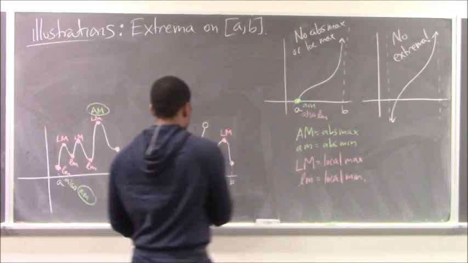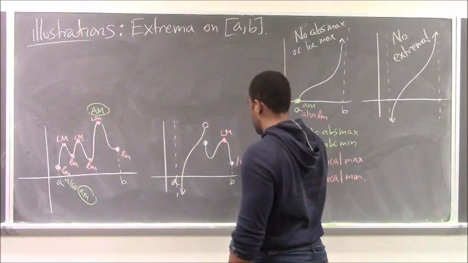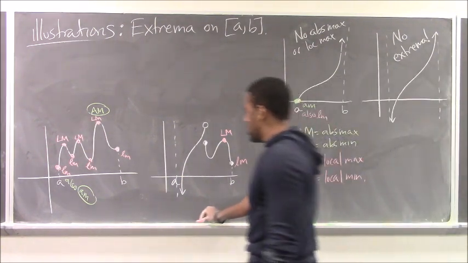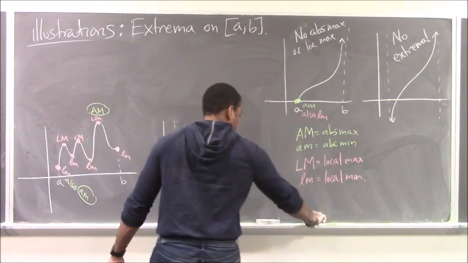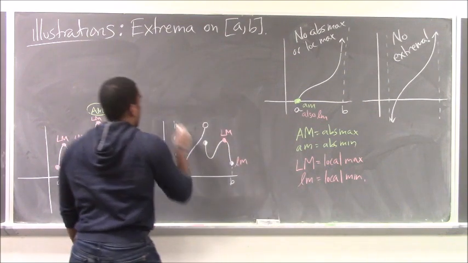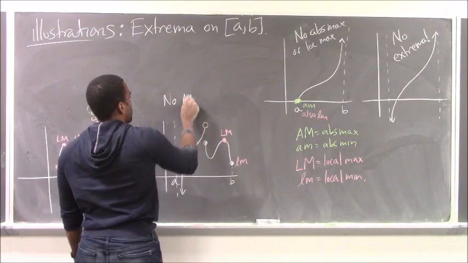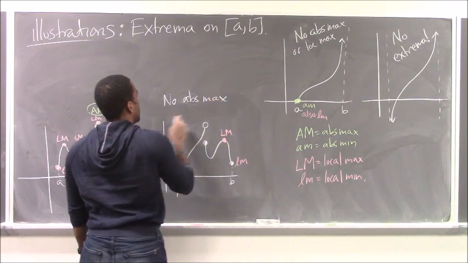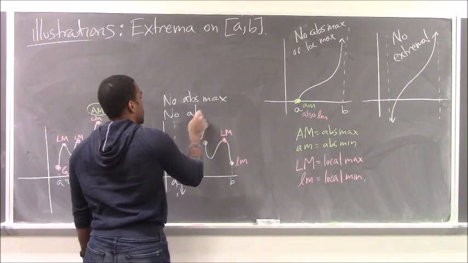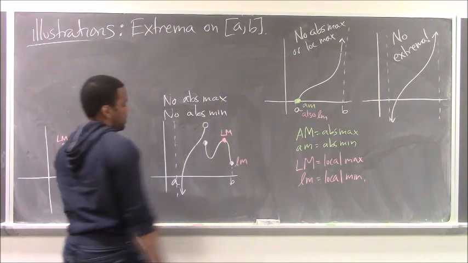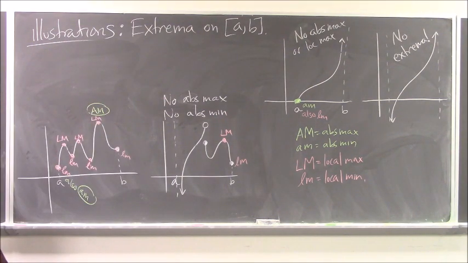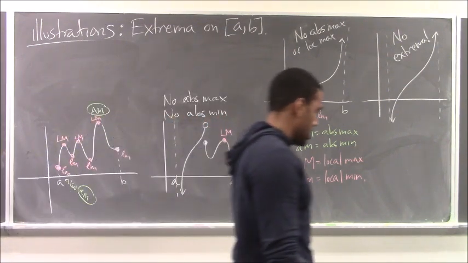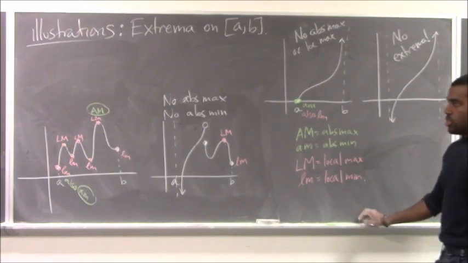Here we have a local minimum, but we do not have any absolute extrema. There is no absolute max, and there's no absolute min here. Right. So hopefully that gives you some intuition.